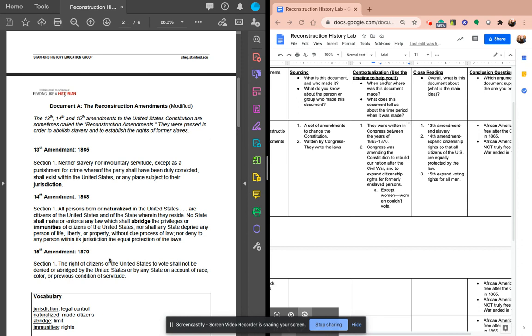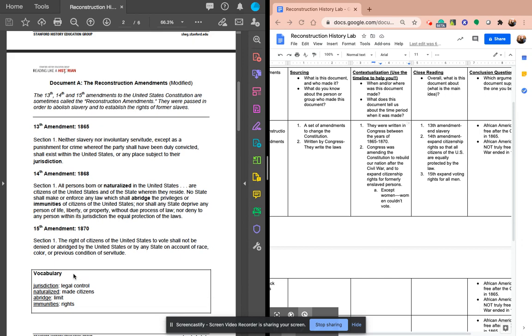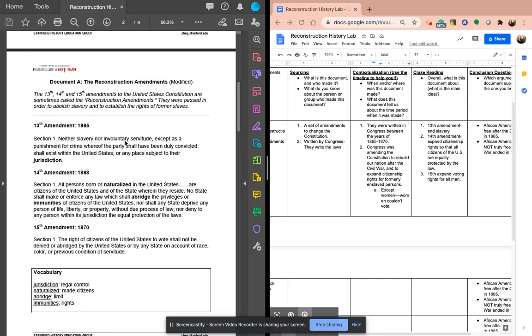And as I read through the documents, I'm figuring out what is the main idea and the purpose of this document. So overall, I'm answering this question, which says, overall, what is the document about? So as I'm looking through each of these amendments separately, I know that the 13th Amendment is about the end of slavery. I know that the 14th Amendment is about the expansion of citizenship rights. And I know that the 15th Amendment is about the expansion of voting rights for all men. And that information I just get by reading through each of the documents separately, or each of the parts of the document separately.